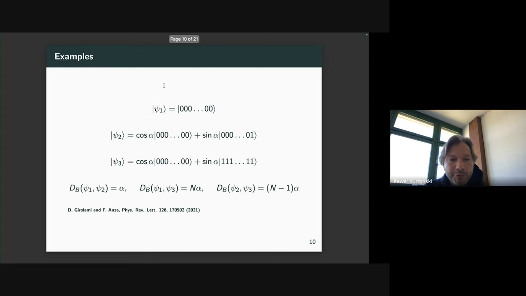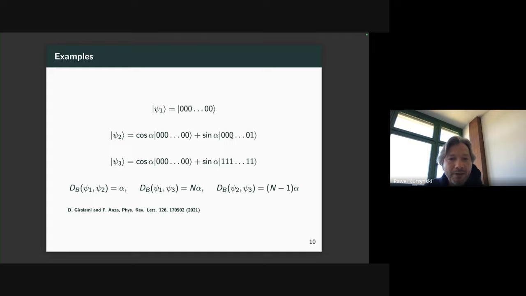But in their paper, Girolami and Anza managed to provide some nice formulas for this distance for some particular classes of states. So, for example, let's come back to these examples that I considered earlier. Let's consider the state psi 1 of all n spins pointing down, all n qubits being zero, and then let's consider a superposition of this state with a similar state after this microscopic flip. So, only one spin is flipped.